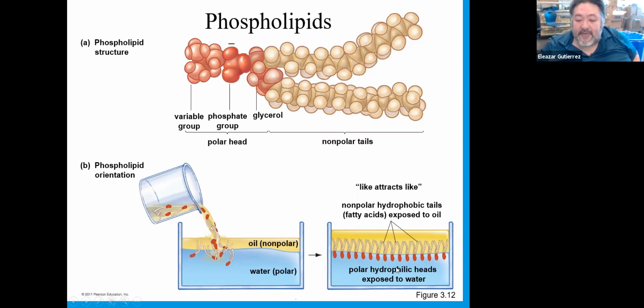See that? And if you were to throw that into water, the polar heads would associate with the water, and the hydrophobic tails would associate with each other. So there's a way that the leaf works.